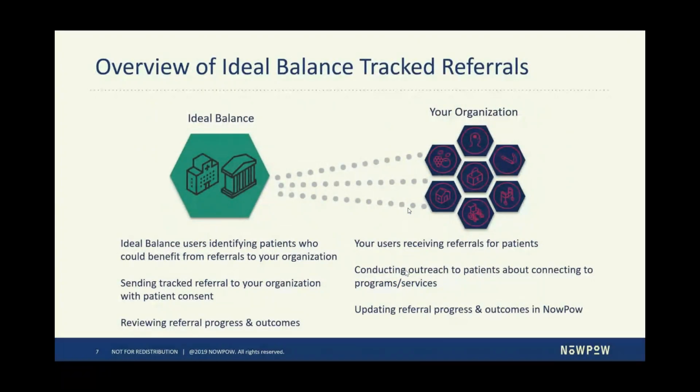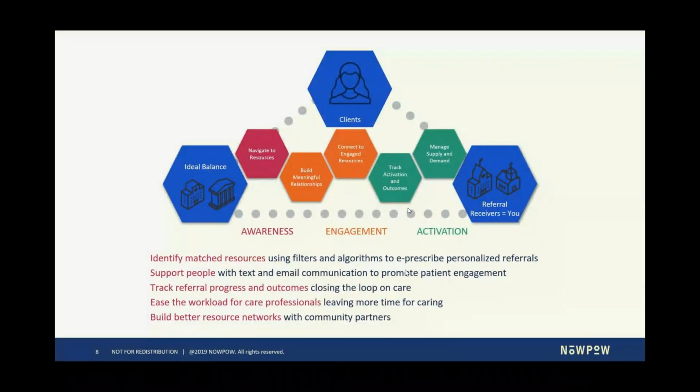So when you're a referral partner of Ideal Balance, their users will identify patients that could benefit from referrals to your organizations. They will then send a tracked referral to your organization where you can outreach the patient and link them to programs and services. And then throughout the entire process, you can update the status of the referral so that Ideal Balance is aware of the progress and you can communicate with each other to make sure you're able to close the loop on that referral. And then NowPow's tools work to keep Ideal Balance clients and your organization all connected, and it's catered to the referral sender, the referral receivers, and to the people you serve as well.